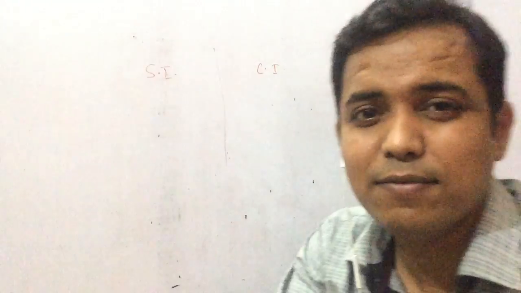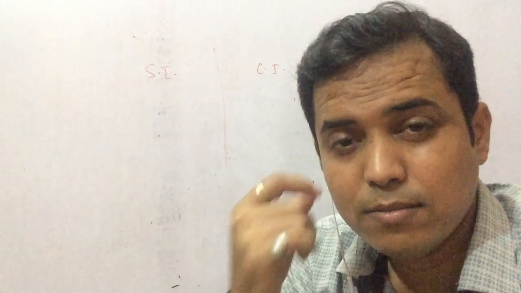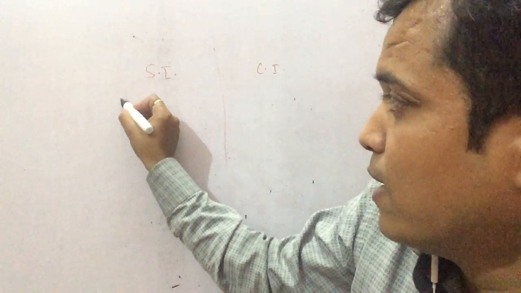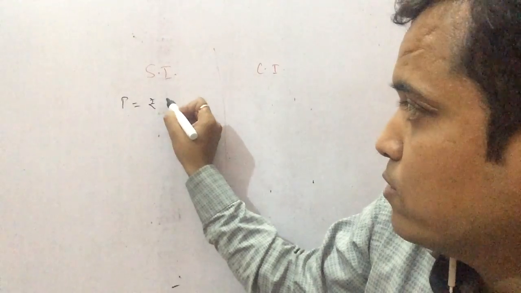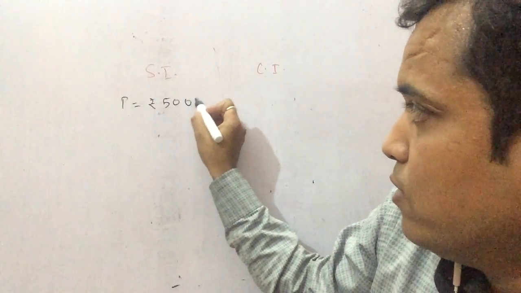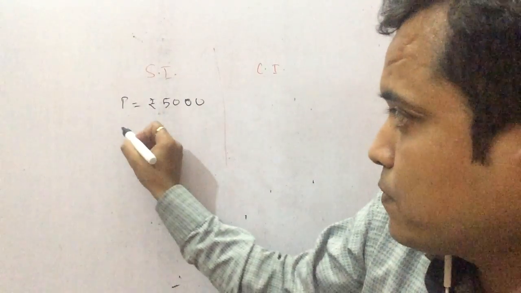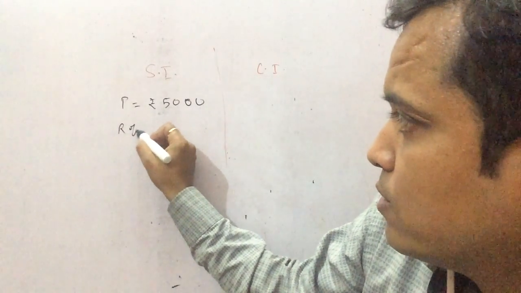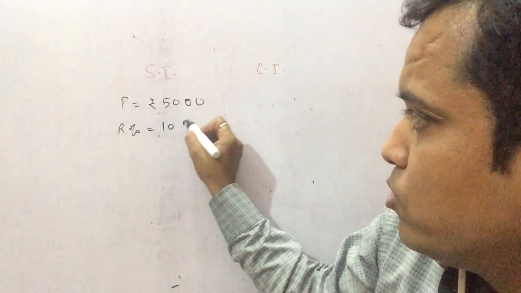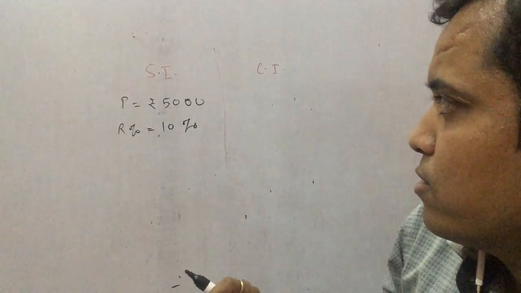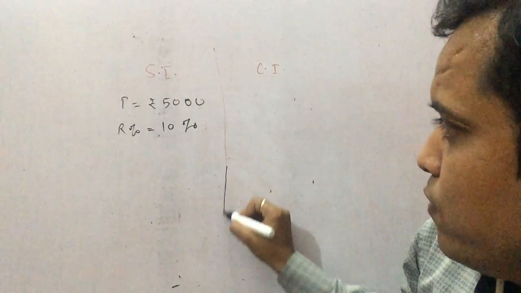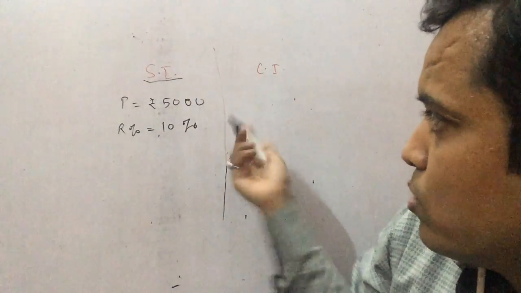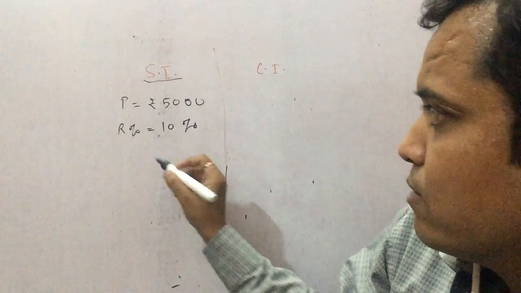Suppose you have given someone rupees 5,000. That means your principal value is rupees 5,000 and you are charging interest. The rate of interest is 10%, meaning you are charging 10% interest on this. If you are charging the rate of interest on simple interest, the value will be different. You will see it later.